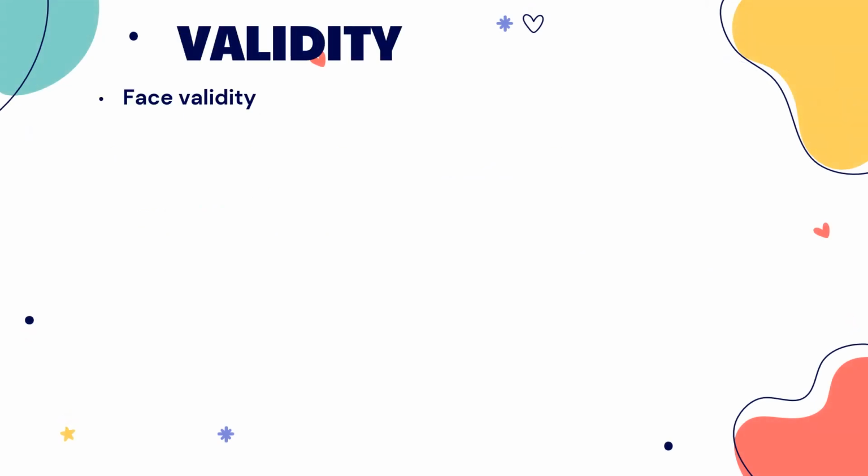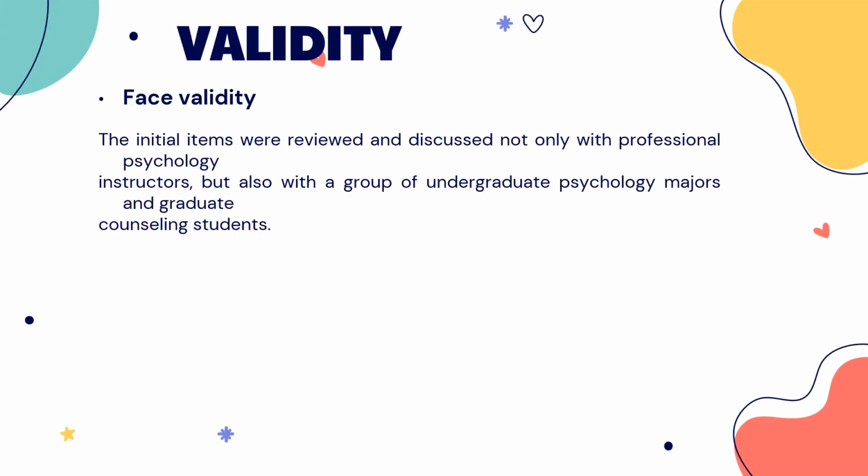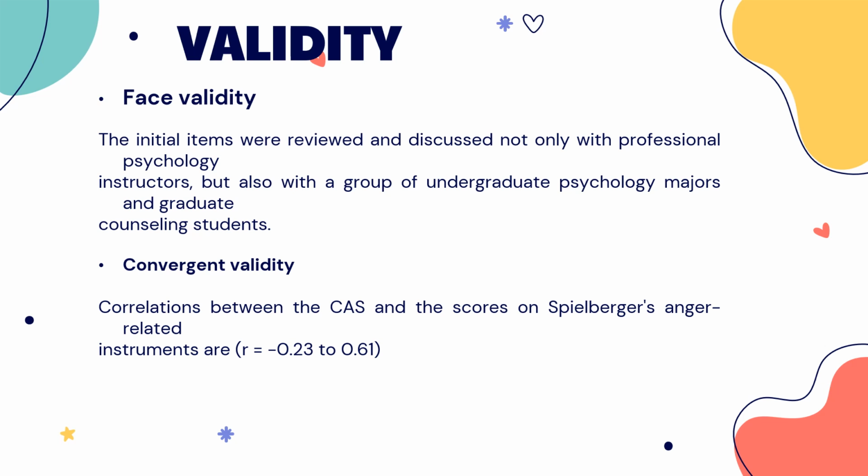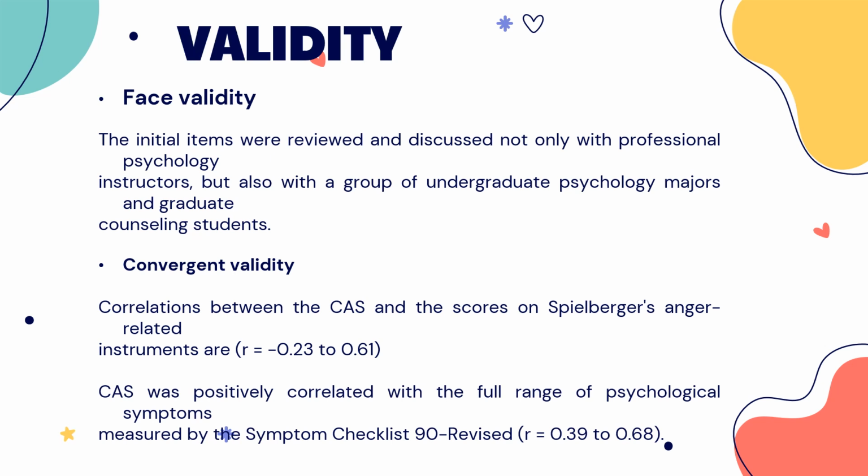Validity, face validity. The initial items were reviewed and discussed not only with professional psychology instructors, but also with a group of undergraduate psychology majors and graduate counseling students. Convergent validity: correlations between CAS and the scores on Spielberger's anger-related instruments are R equals -0.23 to 0.61. CAS was positively correlated with the full range of psychological symptoms measured by the Symptom Checklist 90 Revised, R equals 0.39 to 0.68.